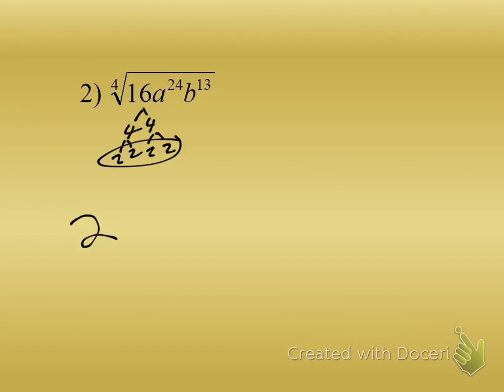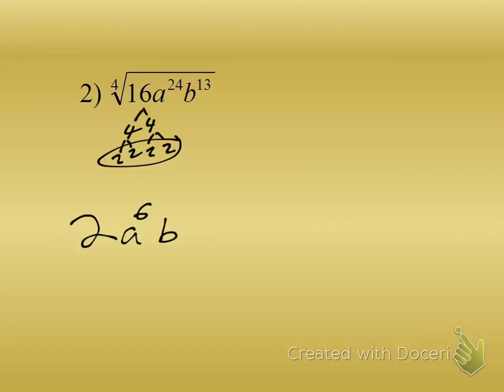And then you go to your variables. You always go in order. A is to the 24th power. We divide that by our index, so 4. 24 divided by 4 gives you 6. So A is to the 6th. Now, B. B's power is 13. 13 divided by 4 is what? 13 fourths. Let's get a decimal number this time. 3.25. That's the first time you've seen this not work out evenly.